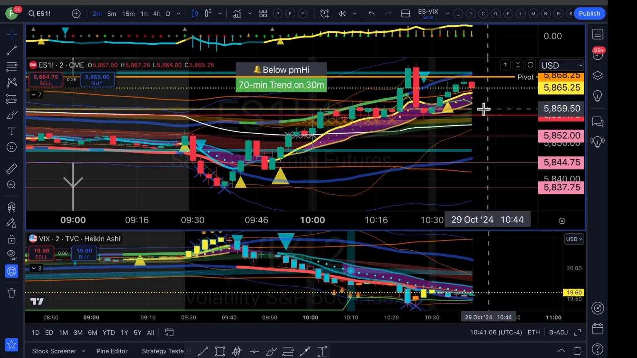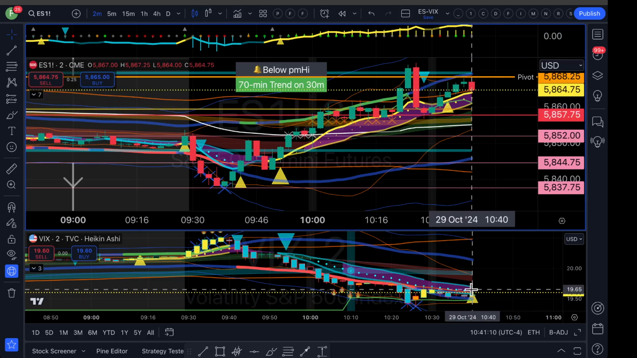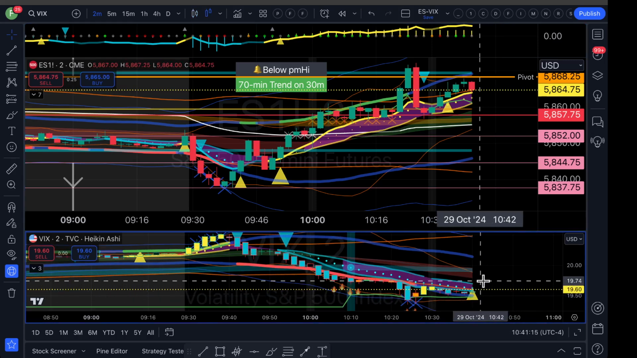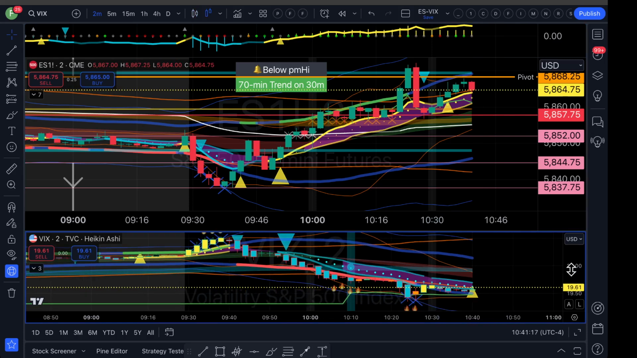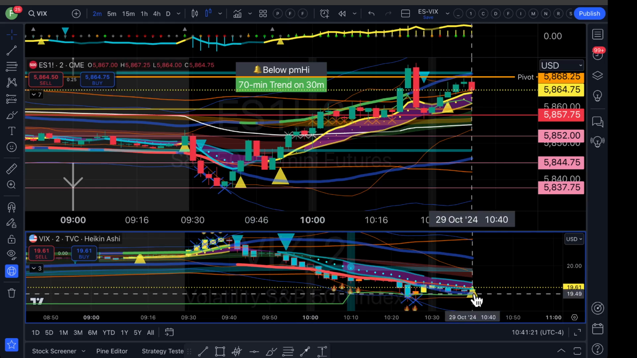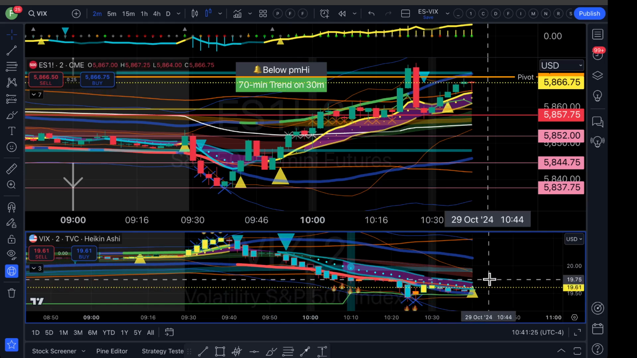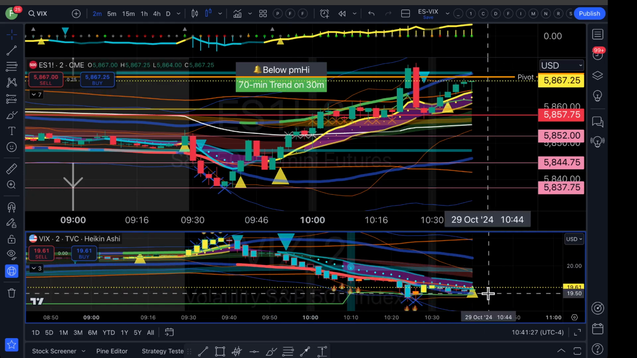This is always a safer place to get in. Now it could just drop right through it. We see that here on the VIX. So this is a warning because if VIX has a yellow triangle, that's not good. But that's a 1 minute. You can see that's the big 2 minute. So this is less important. But if VIX goes above the alpha zone, that's more risky as well.